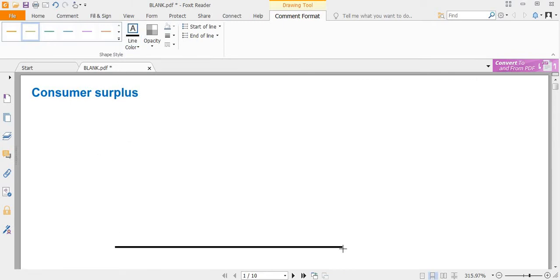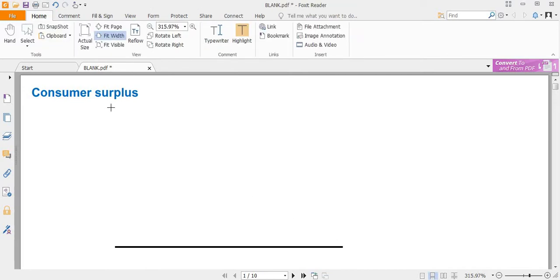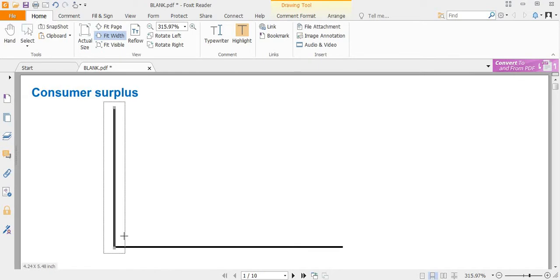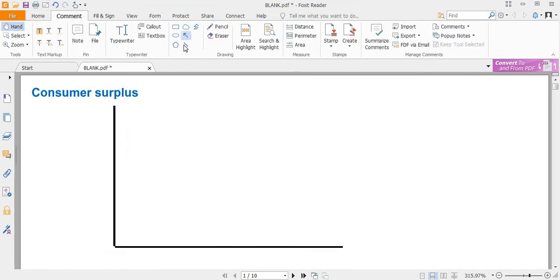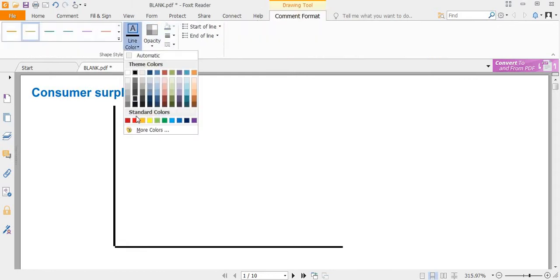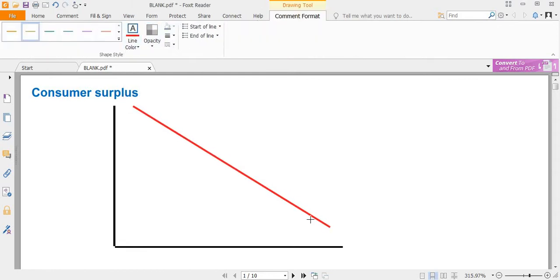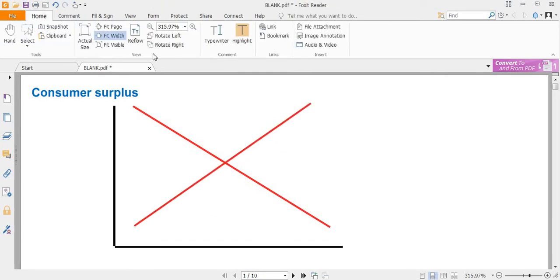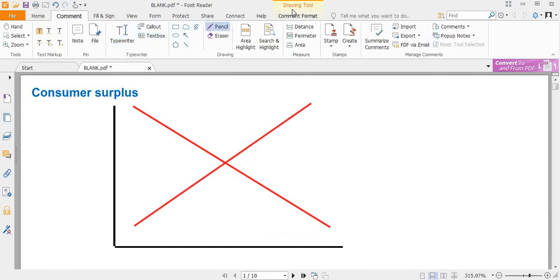So let this be my horizontal axis where I mark my quantities, and let this be my vertical axis where I mark my prices. This is the standard representation of the demand-supply model. Now let me draw the standard demand-supply curves. So we have a downward sloping demand curve and we have an upward rising supply curve. Let me just mark them as well.